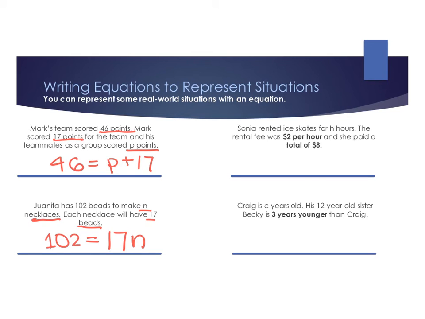I could have said, well, I know that in total there are 102 beads. And I know that we want to make up a certain amount of necklaces. But I don't know how many necklaces that we want to make. But I do know that each necklace has 17 beads. And if we have a total of 102 beads, if I do 102 beads divided by 17 beads, that would equal the amount of necklaces I had. So this is another way to write the equation.